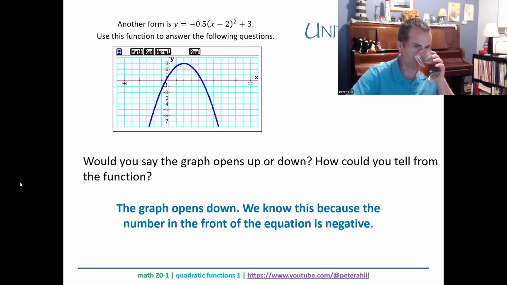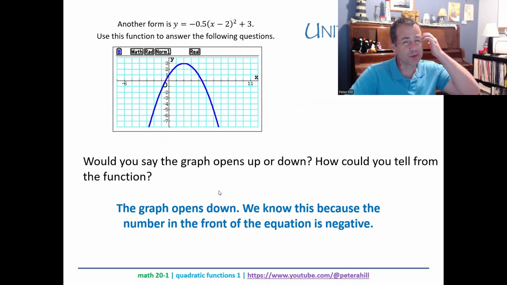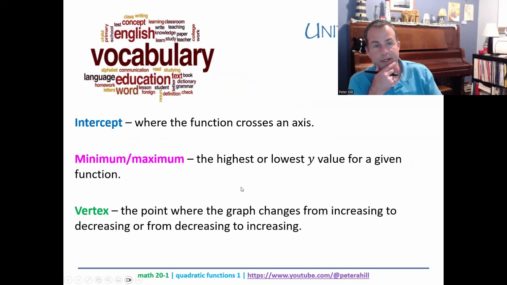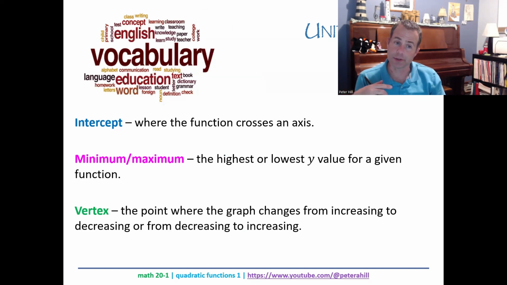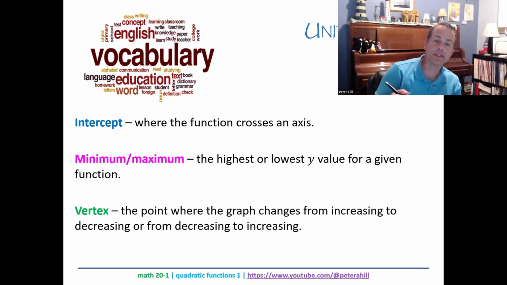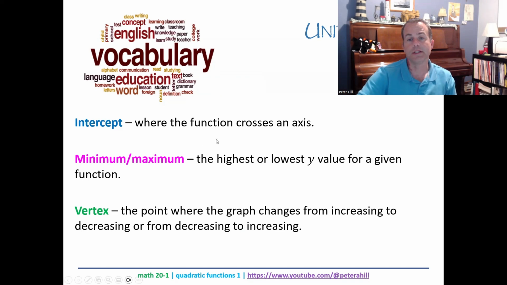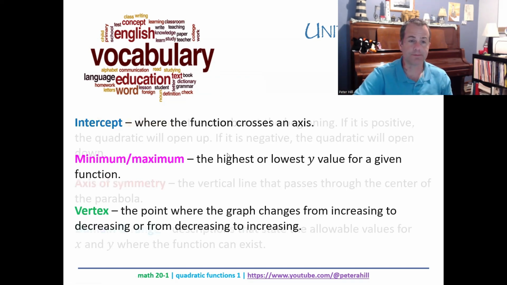All right, awesome. Now, let's just go through a few words that I mentioned over the last few minutes here. They're just words that you do want to start getting in the forefront of your mind as we move forward. Okay, so intercept is where the function crosses an axis. We can have an x-intercept or we can have a y-intercept. Minimum or maximum would be the highest or lowest y value for a given function, highest being the maximum, lowest being the minimum. Vertex, the point where the graph changes from increasing to decreasing or from decreasing to increasing. So where the graph is changing direction.